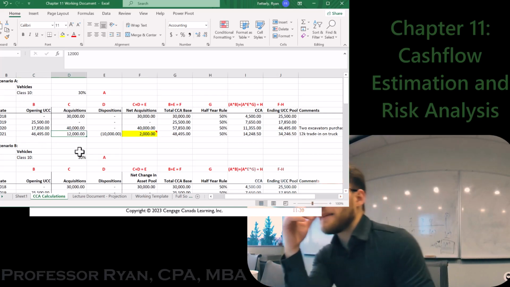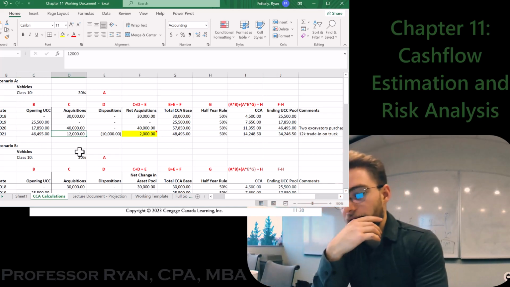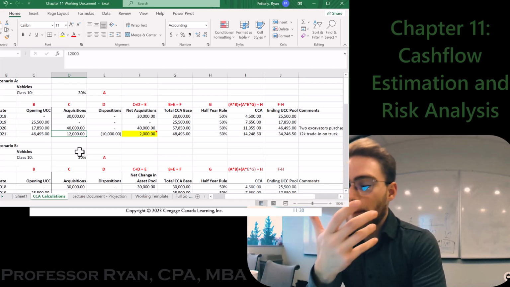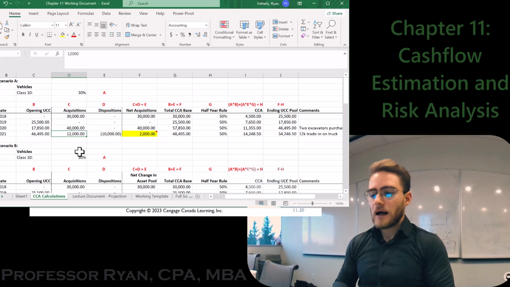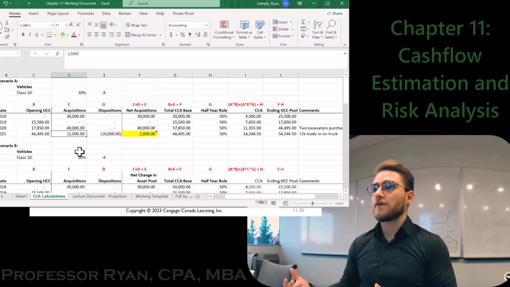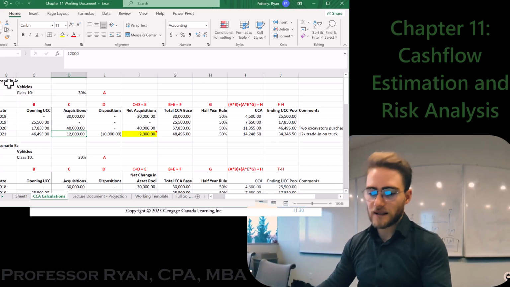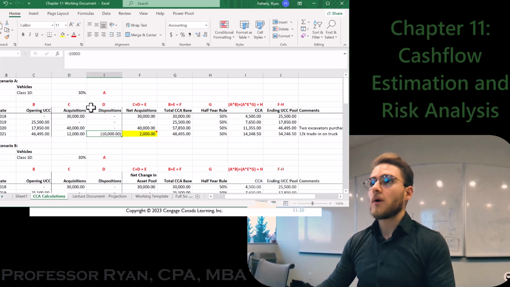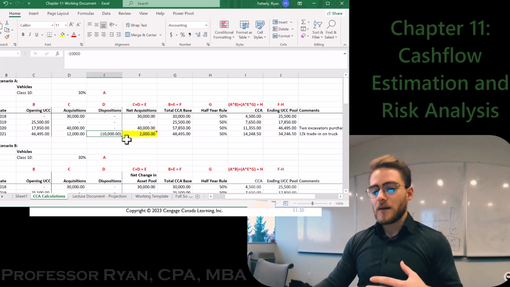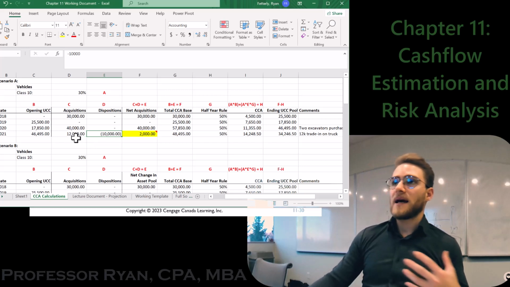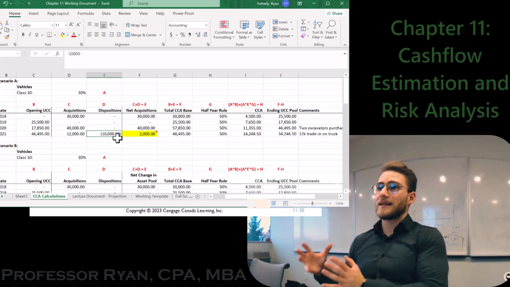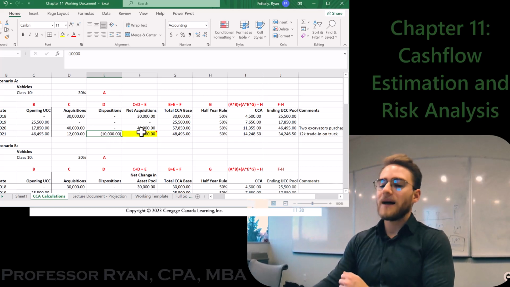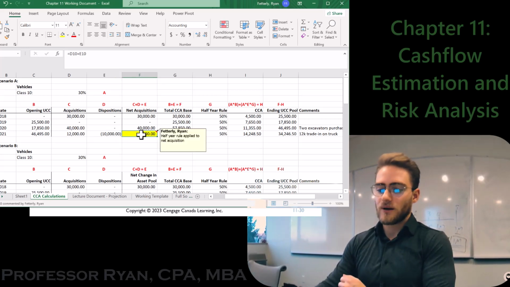So I trade in an asset, right? I trade that asset in and I pay $12,000 in cash for it. And in that same year, I dispose of equipment for $10,000, because this is scenario A, okay? So in that period, yes, I paid out cash of $12,000, but I also got cash proceeds when I sold an excavator for $10,000. My net acquisitions is only $2,000.